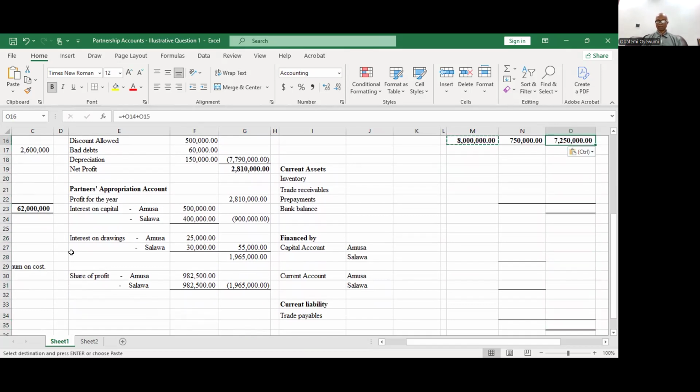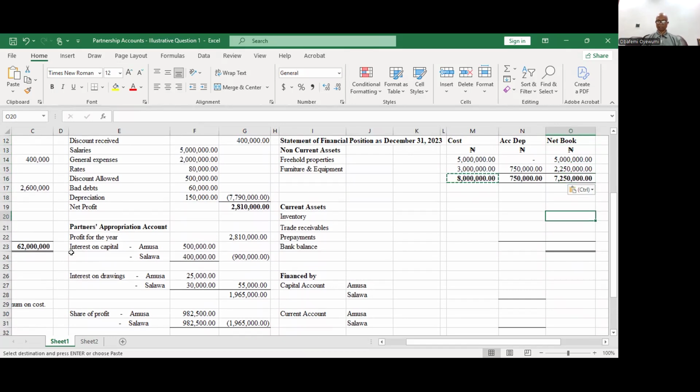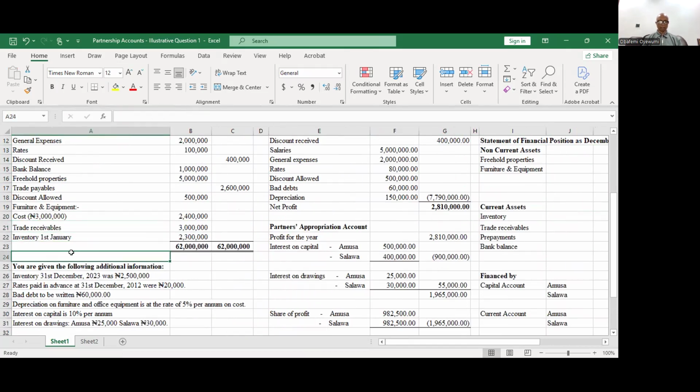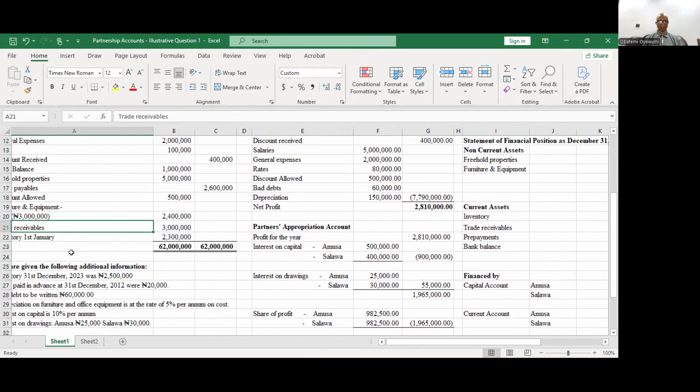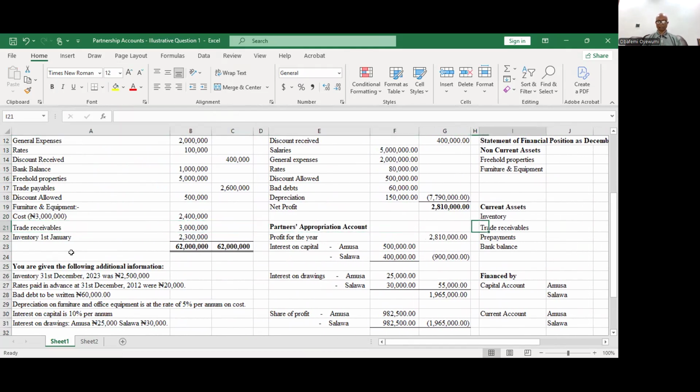Current assets. The first one is inventory. Inventory at the end of the year, as given in our additional information, is 0.5 million. Then let's look at our trade receivables. Trade receivables, how much do we have? We have 3 million there.